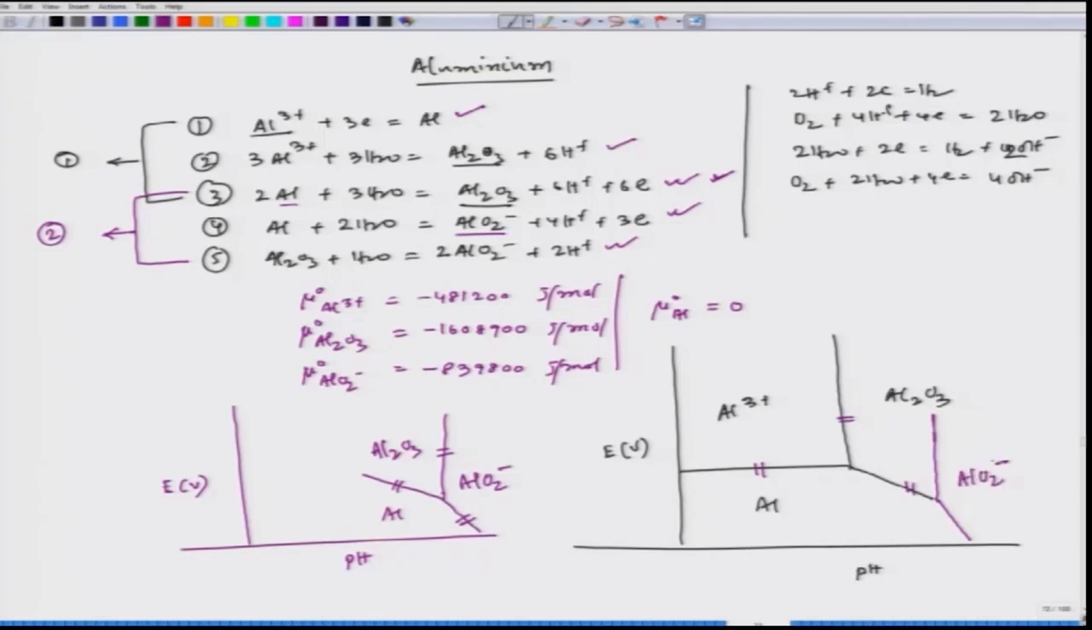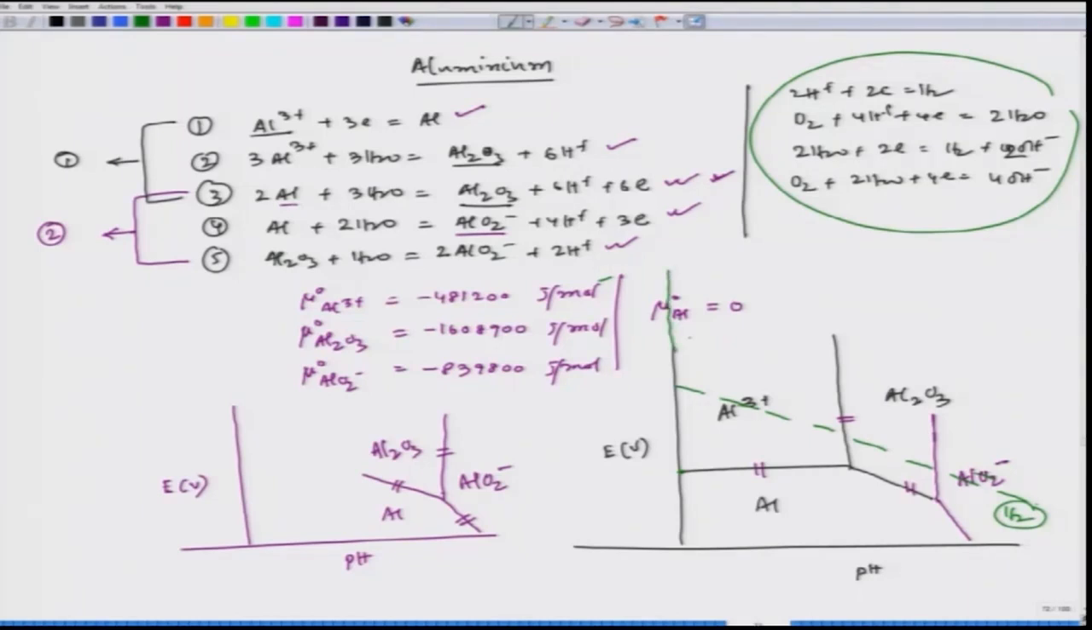And of course, you will have a diagram for these four reactions. Since this will be much below, at a very highly negative value, from this value you can find out, this would be the hydrogen line, and the oxygen line would be above that. So, this is the complete Pourbaix diagram for the aluminium H2O system. The only thing is, you need to find out these values from the data and then plot it by doing these two clubbings.